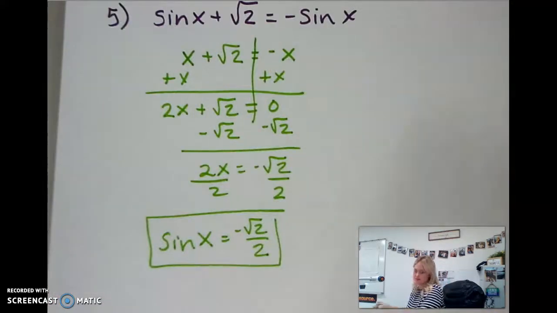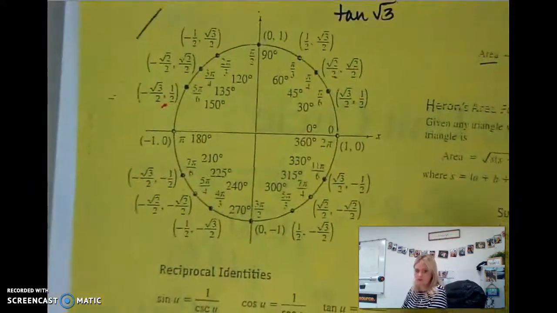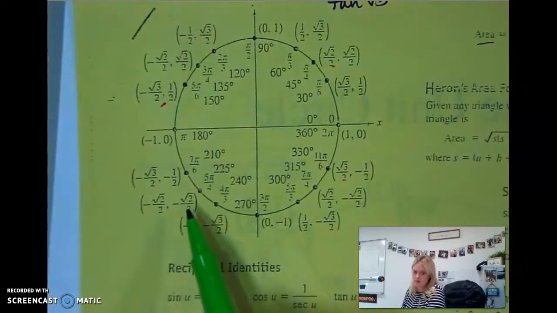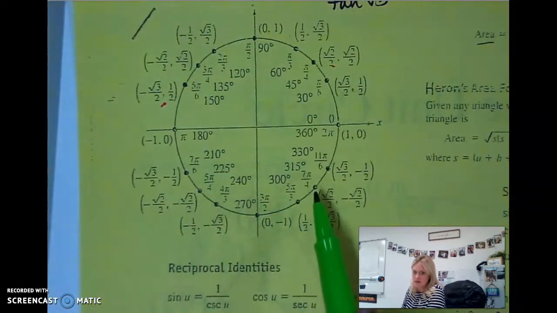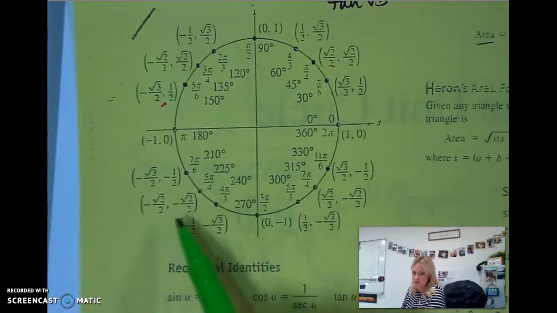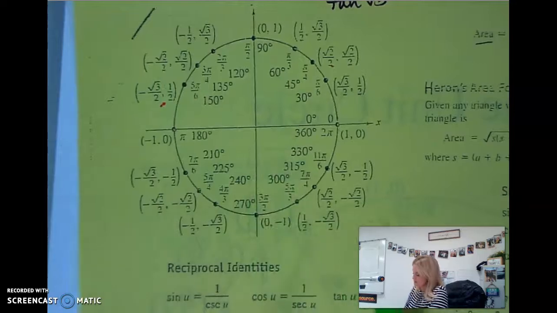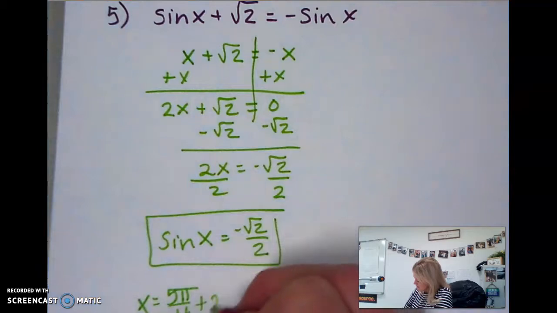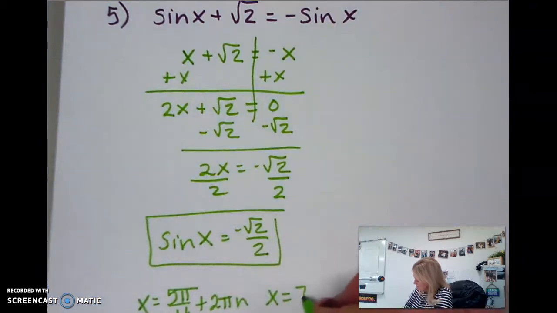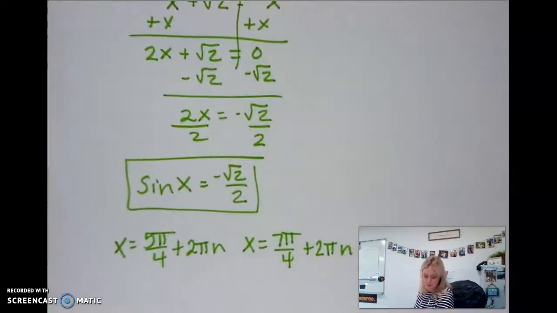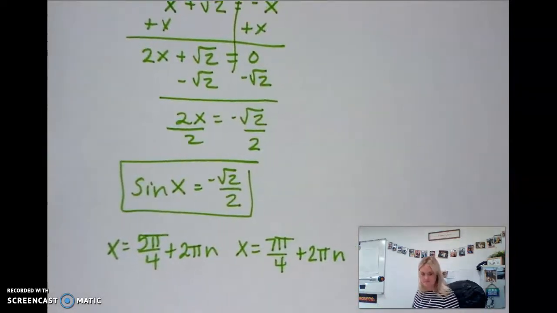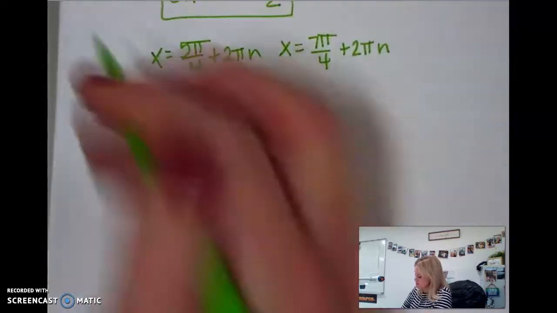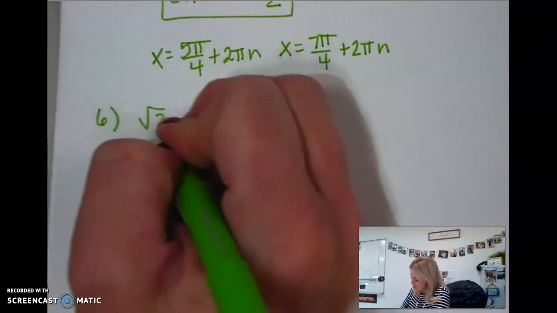So when is sine negative? Sine is negative in quadrants 3 and 4. When is sine negative square root 2 over 2? At 5 pi over 4 and at 7 pi over 4. Now, are those diagonal from each other on the unit circle? They are not. So because they are not, we are going to keep them at 2 pi n. If they were diagonal from each other on the unit circle, then they would be at 1 pi n. Okay? All right, so on your own, try this one, pause it, and then you can come back and see what my answer is.